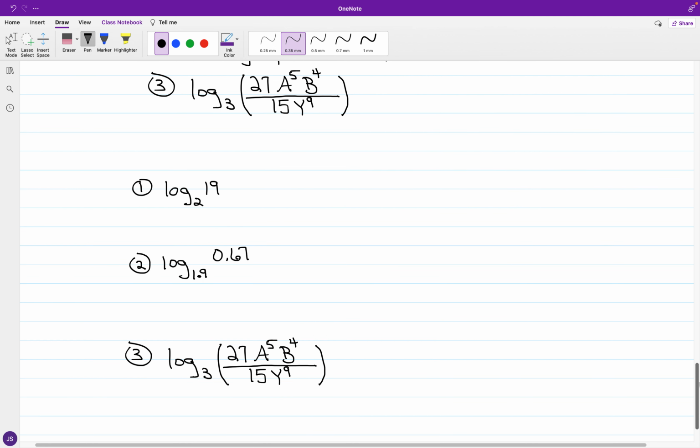Okay, so we'll look at the sums and differences of terms, and then we'll get to the change of base problems. For the base 3 logarithm of the ratio, we have 27a to the 5th, b to the 4th in the numerator, and 15y to the 9th in the denominator. If we look at expanding, we'll work with the terms at the top first. So we've got 27, so we've got the base 3 logarithm.